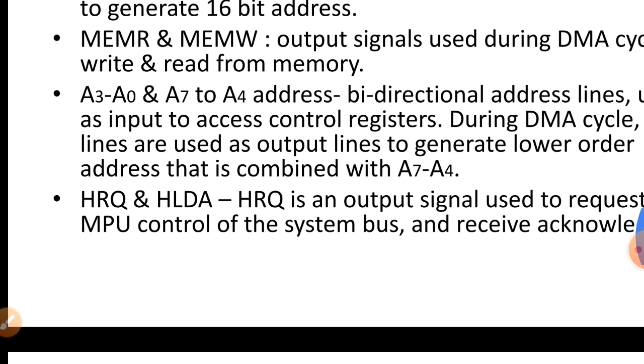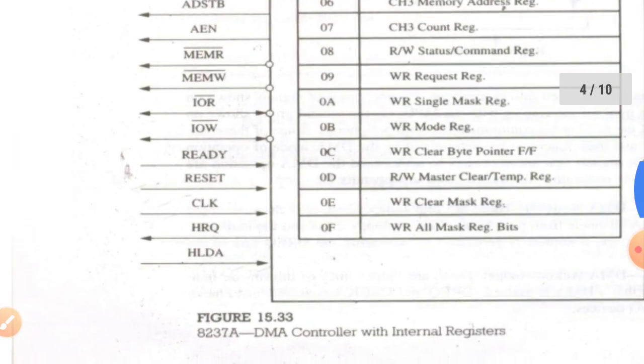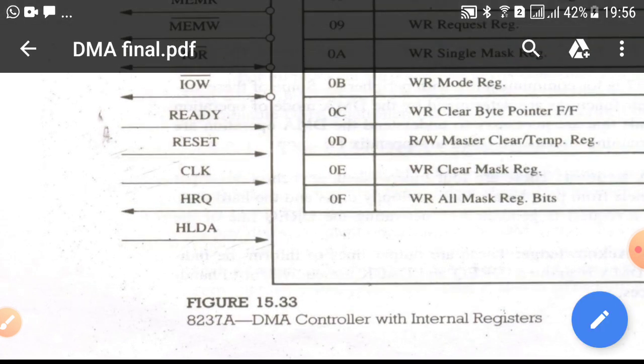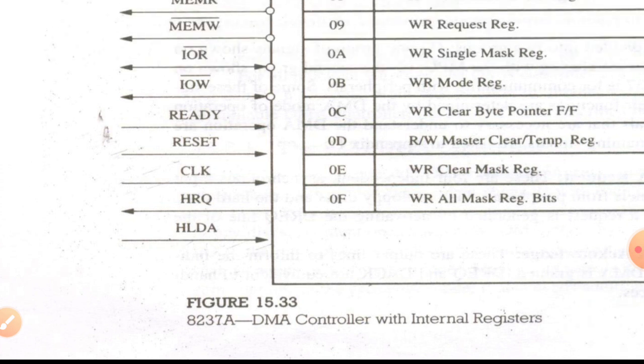Now, the HRQ and HLDA signals are also available. HRQ is the hold request and HLDA is the hold acknowledge signal. The HRQ line is connected to the HOLD line of the 8085, and hold acknowledge is connected to the hold acknowledge of the 8237. The purpose is the same. If the 8237 wants to take over the bus, it will send a high signal through HRQ to the HOLD of the 8085, and it receives the HLDA signal from the 8085.